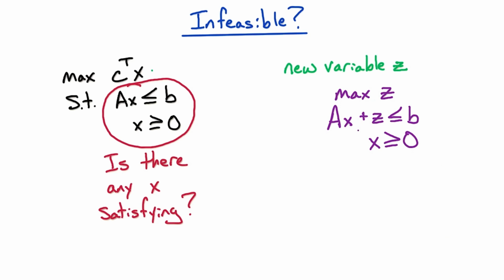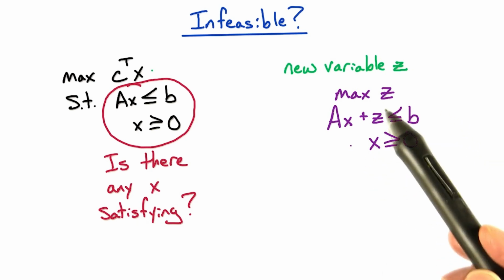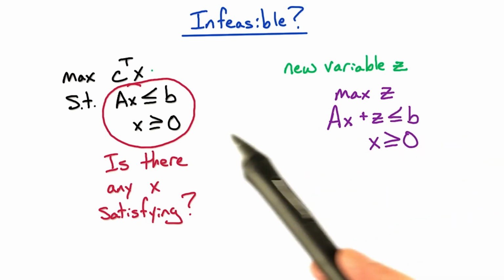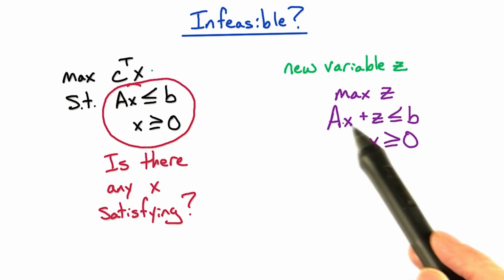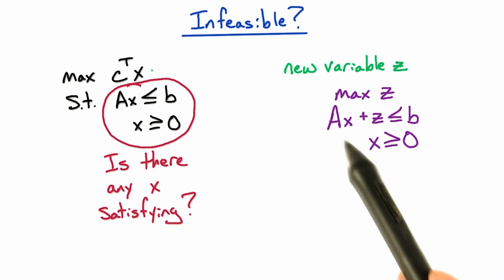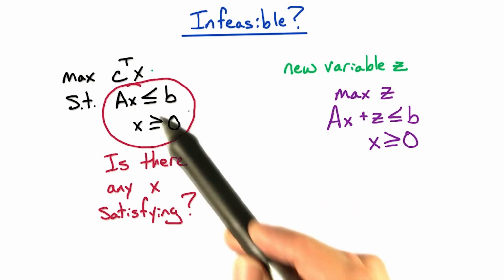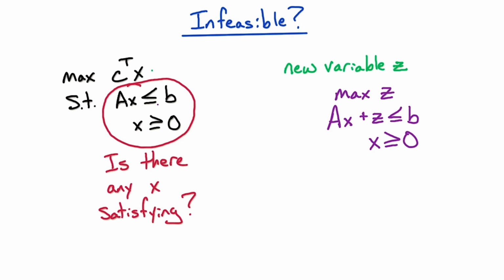This new LP is always feasible, and we can run this LP and check whether the optimal value of z is non-negative. If the optimal value is non-negative, then those x's, if we ignore z, give us a feasible point to the original LP. And if this LP is optimized when z is negative, then we know that the original LP is infeasible. So this gives us a way to check whether an LP is feasible or not, and it also gives us a feasible point for this LP if it is feasible. So that'll give us a starting point for the simplex algorithm.